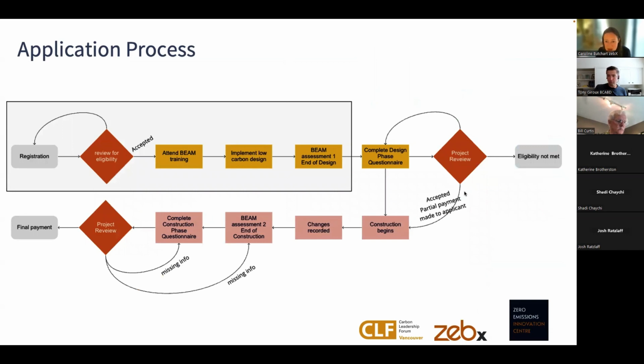So the application process, I'll skim over this because if you choose to apply, you'll receive this in your welcome email as well. But just to lay it out really quickly, you register for the program, which you can do on our website, nearzero.ca. We then give you free training in the BEAM tool, which is a Part 9 oriented tool that people can use to assess the embodied carbon of single-family homes. You then go away and try out some low-carbon design ideas.